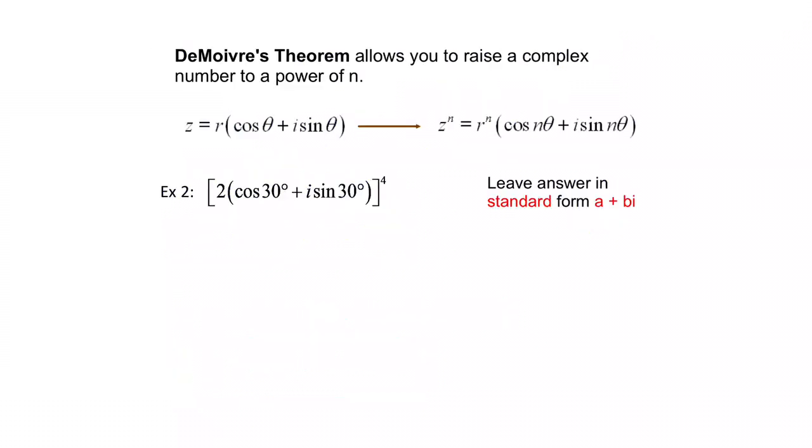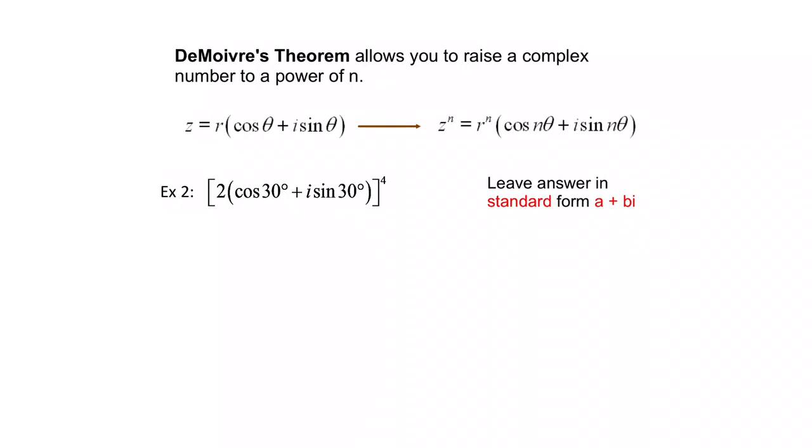Now, DeMoivre's theorem. This allows you to raise a complex number to a power of n. So if I had the complex number z and I wanted to rewrite it as z raised to the power of n, then what changes in the polar form? Well, r gets raised to the n power, and then the angle gets multiplied by n. Okay, so look at that again. The r gets raised to the n power, and then the angle gets multiplied by the n.